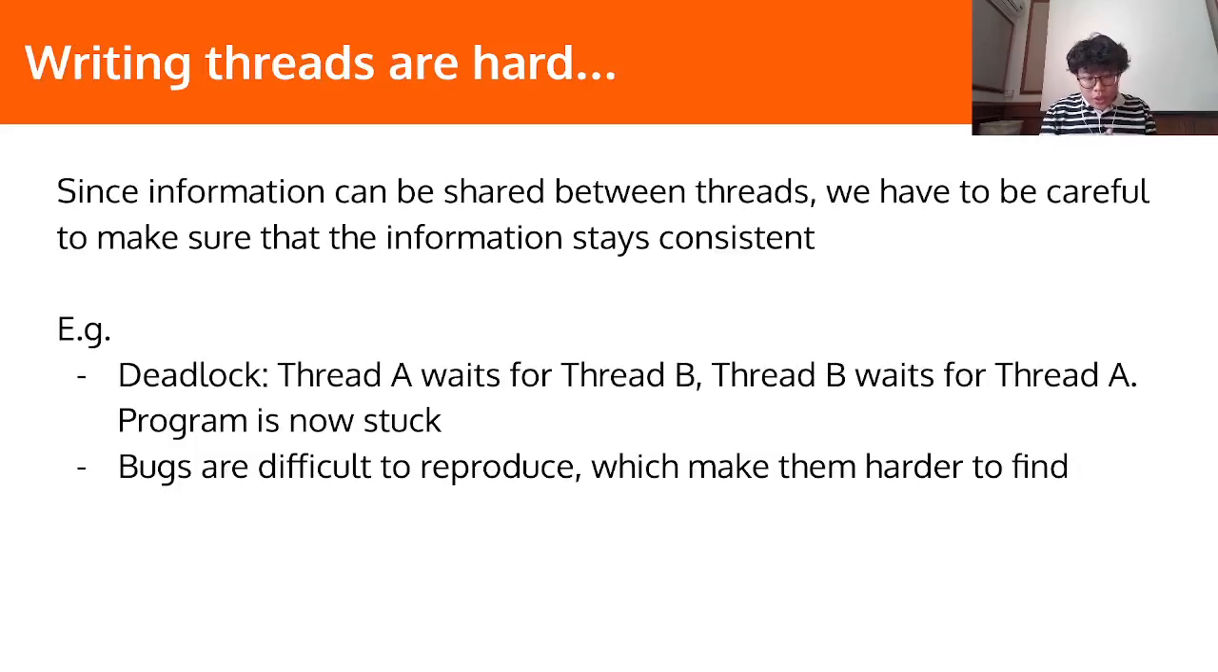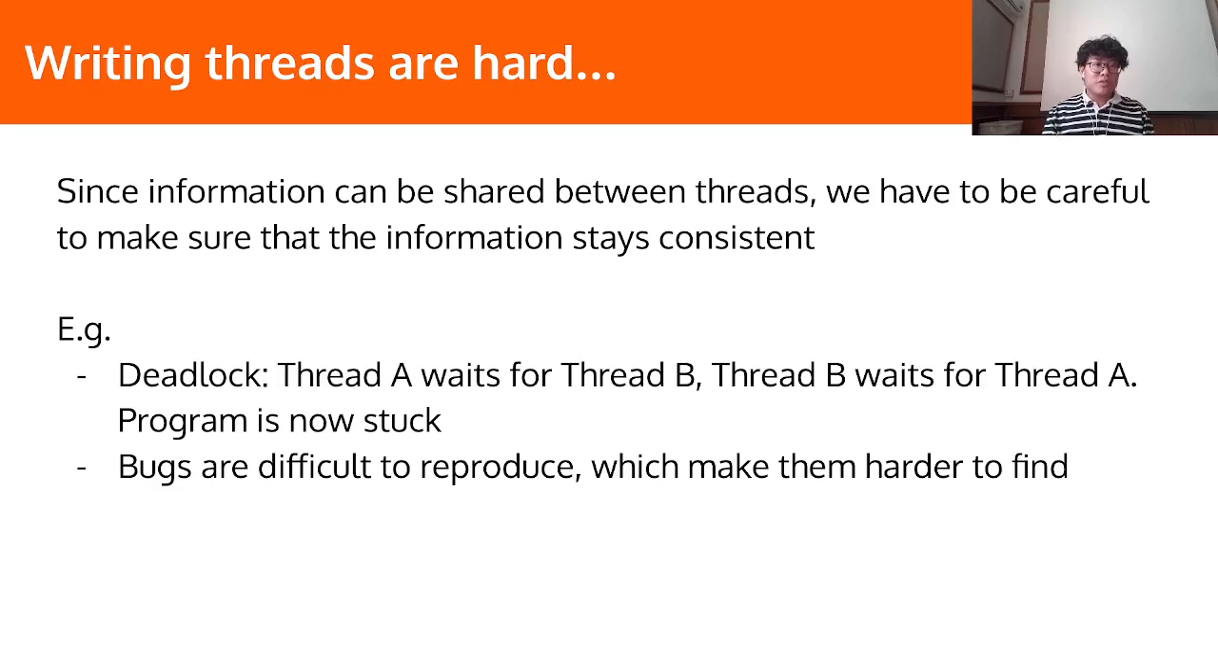The first thing we need to know is that writing threads correctly is really hard, right? Because when we have different threads within the same program, they share some data with each other. And because we don't know the order in which they will run, we have to be careful to make sure that the information within that data stays consistent, right? Some examples that I've given here, for example, deadlock, where thread A waits for thread B waits for thread A, and they both get stuck and the programs cannot progress, right?